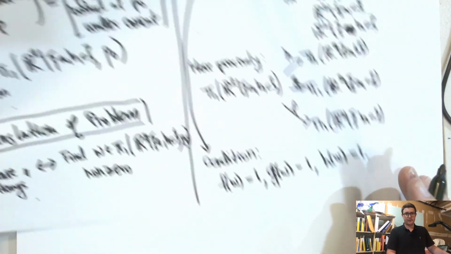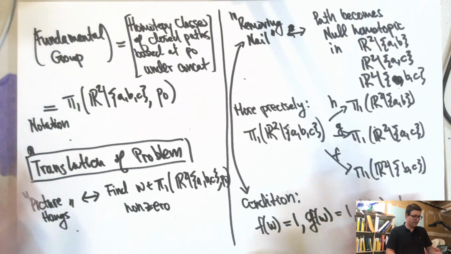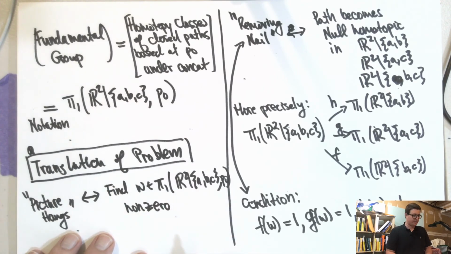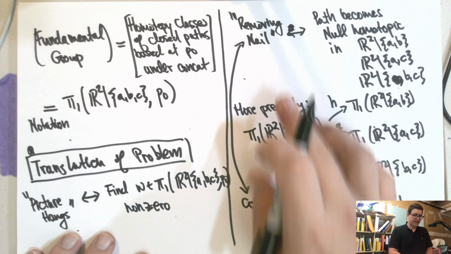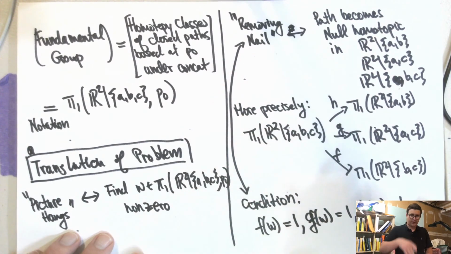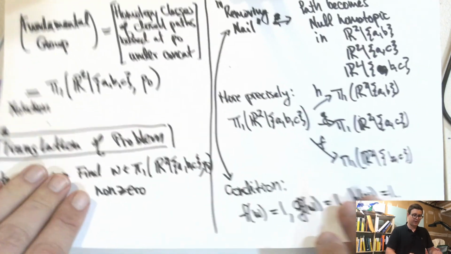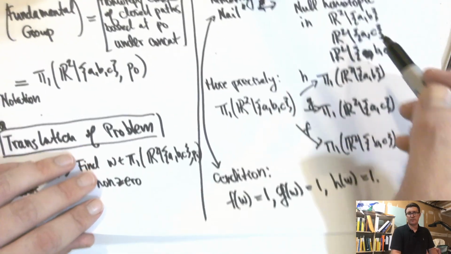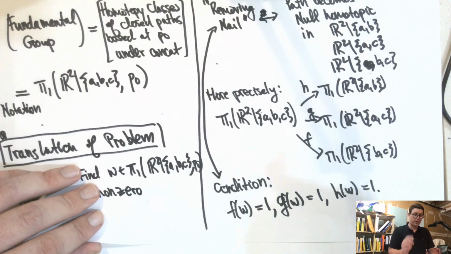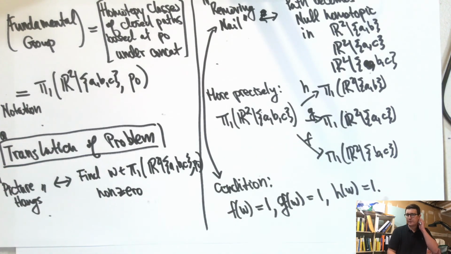Okay, so this is the condition that we have. Now we have our fundamental group, and we now have the translation of the problem. The picture hanging means that this element of the fundamental group is non-zero, and the fact that after removing a nail it falls down is the same thing as saying that the path is going to be null homotopic if I consider it in one of these fundamental groups, or equivalently, that the image under these three group homomorphisms is going to be 0.